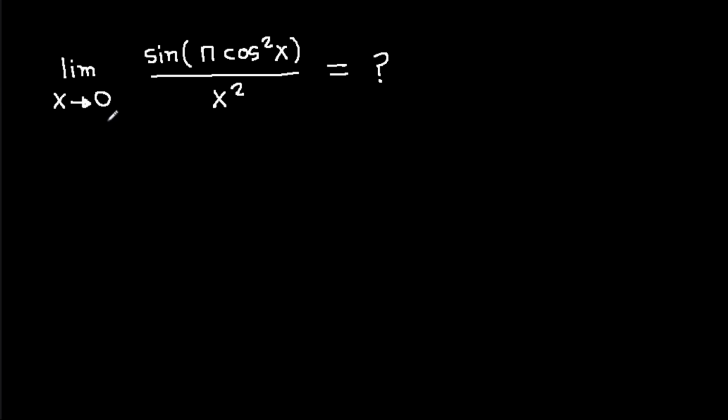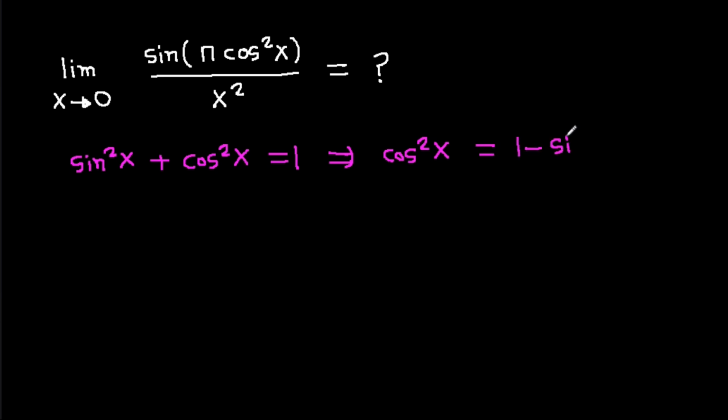In this video, we have to find the limit as x tends to 0 of sin(π cos² x) over x². So we know that sin² x + cos² x is 1. So cos² x will be 1 minus sin² x.